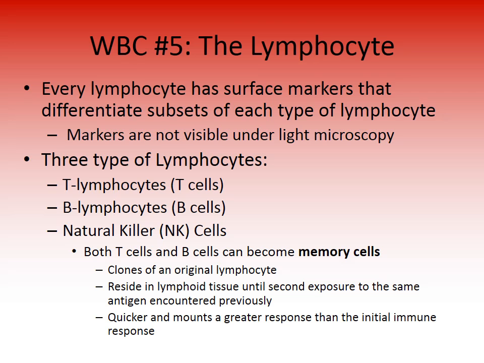The T cells and the B cells reside in lymphoid tissue until the second exposure to the same antigen encountered previously. And it'll give a quicker and greater response than the initial immune response. So those memory cells are really good to have. Once you're exposed to one virus or one pathogen or one antigen, your body typically will be able to fight that exact same pathogen off thanks to these memory cells that are just hanging out in the lymphoid tissue, just waiting to bump into that antigen again.